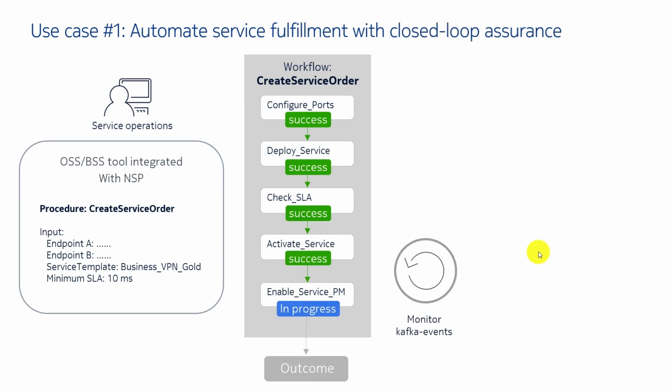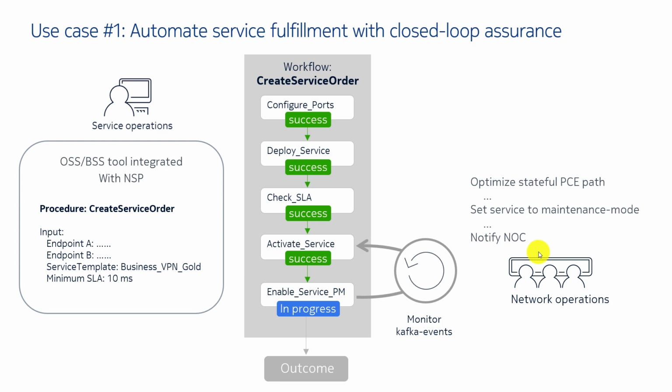Automating service fulfillment can be extended using closed-loop assurance capabilities provided by NSP. In this example, once a service has been successfully deployed, the service provider may choose to monitor the service for a given period of time before it is enabled for customer use. NSP's workflow engine can listen into Kafka notifications coming in from the network. And if there are faults or events that impact the service, corrective actions can be taken to try to restore the service's health before it is activated for customer use.